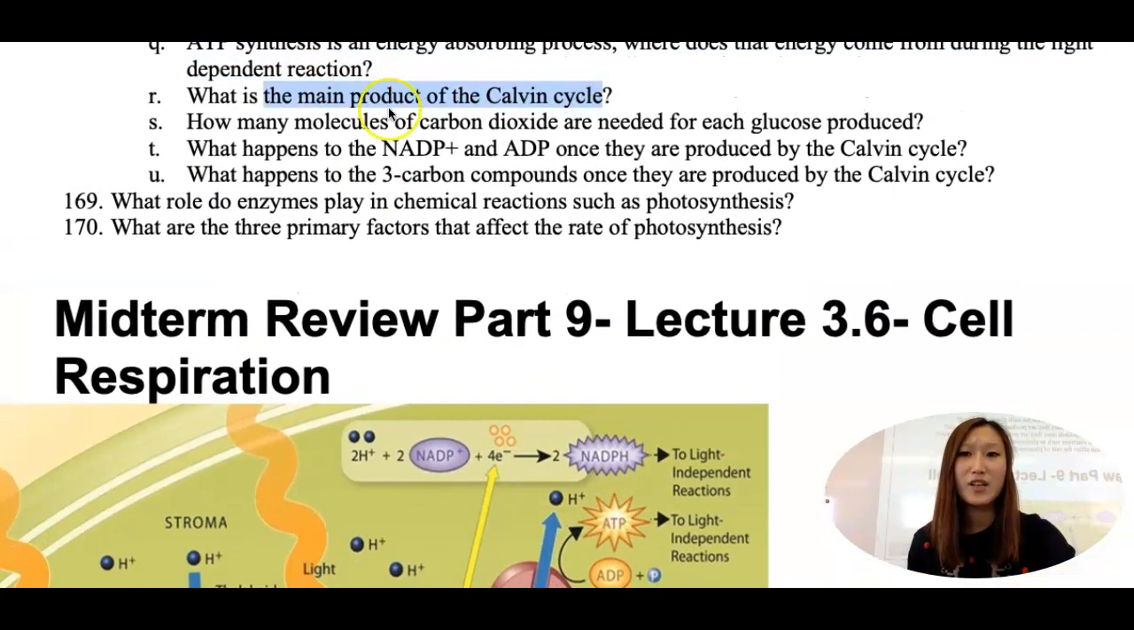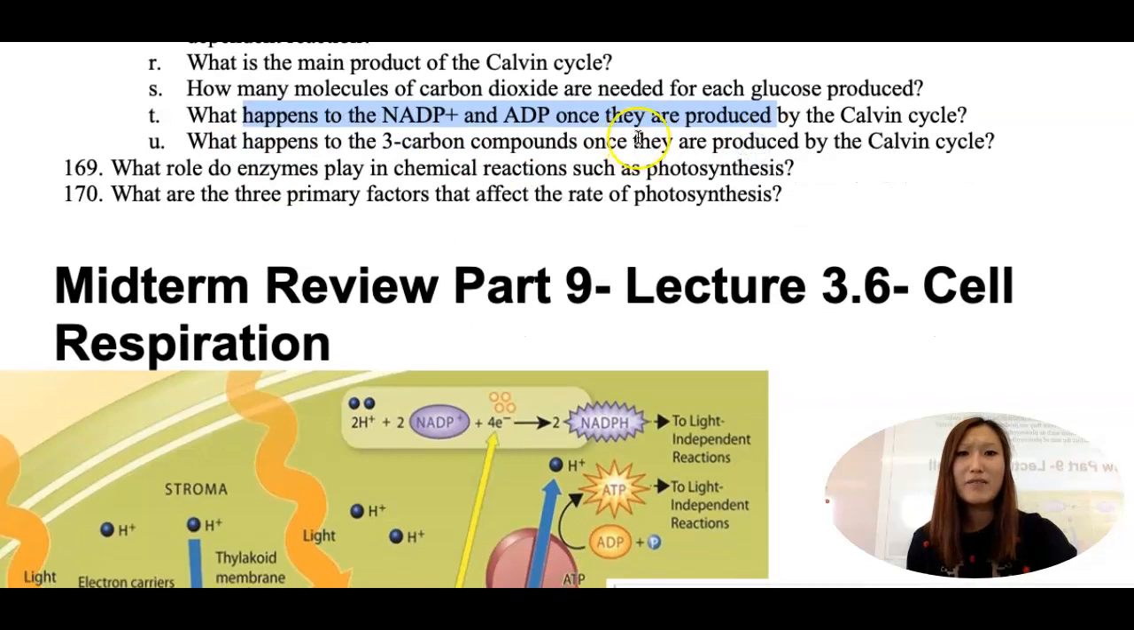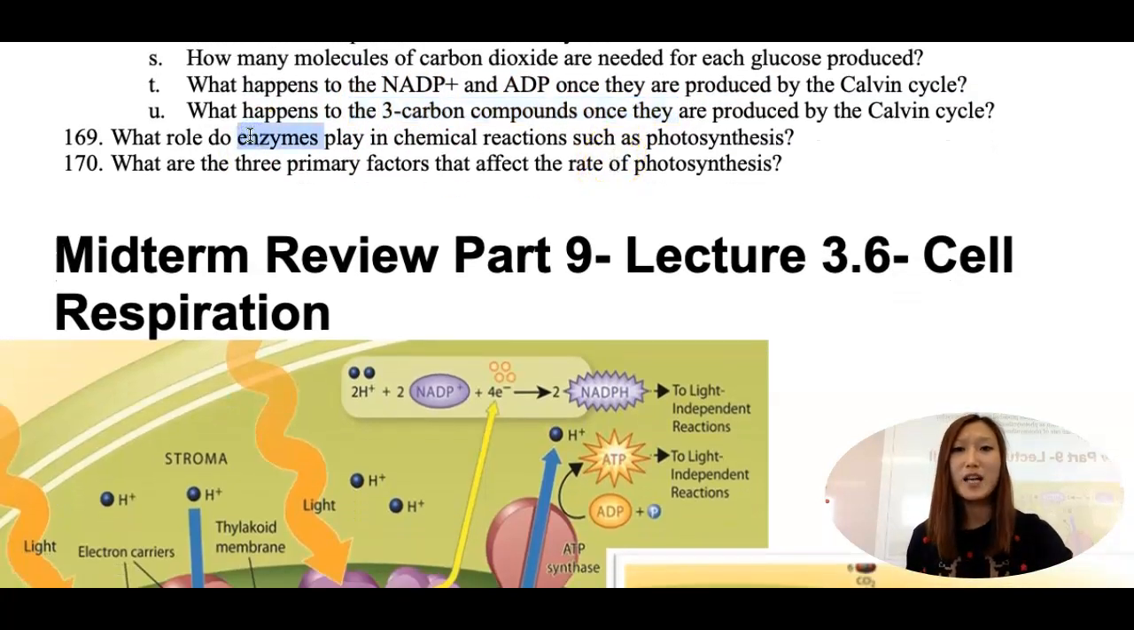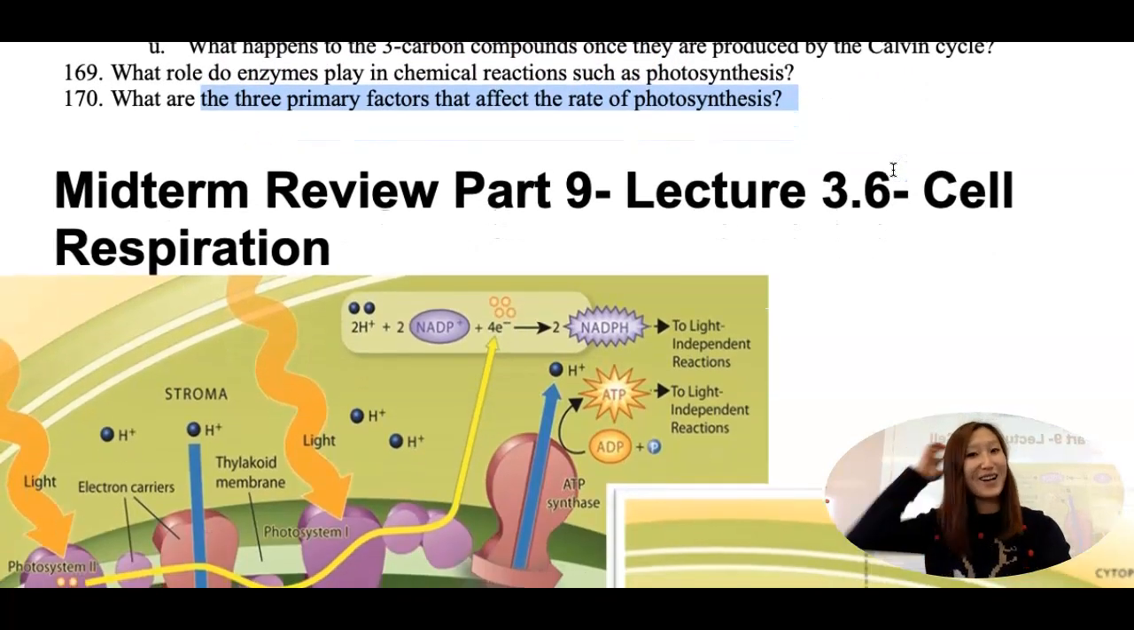Main product of the Kelvin cycle, glucose. How many molecules are needed for 1 glucose? 6 carbons. What happens to these? They go back to the light-dependent reaction. 3 carbon compounds are going to combine to form glucose and other macromolecules. Enzymes speed up chemical reactions. 3 primary factors. Light, water, and CO2 level. No, light, water, temperature.